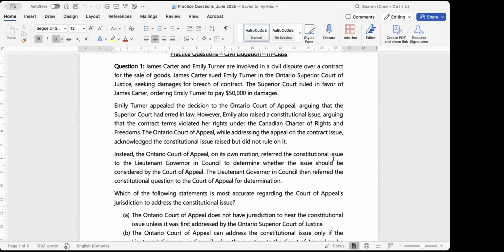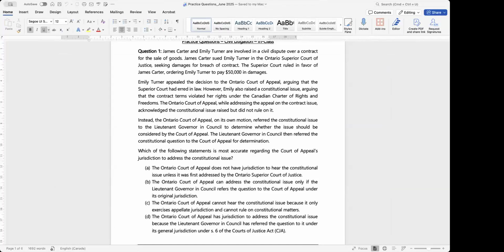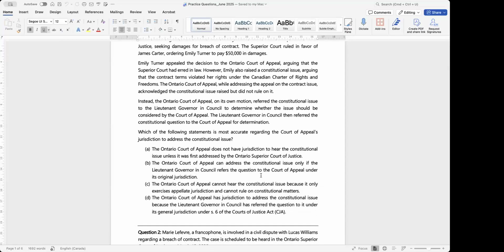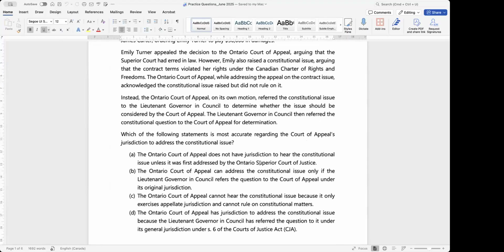Okay, James Carter and Emily Turner are involved in a civil dispute over a contract for the sale of goods. James Carter sued Emily Turner in the Ontario Superior Court of Justice, seeking damages for breach of contract. The Superior Court ruled in favor of James Carter, ordering Emily Turner to pay $50,000 in damages. Emily Turner appealed the decision to the Ontario Court of Appeal, arguing that the Superior Court had erred in law. However, Emily also raised a constitutional issue, arguing that the contract terms violated her rights under the Canadian Charter of Rights and Freedoms. The Ontario Court of Appeal, while addressing the appeal on the contract issue, acknowledged the constitutional issue raised but did not rule on it.